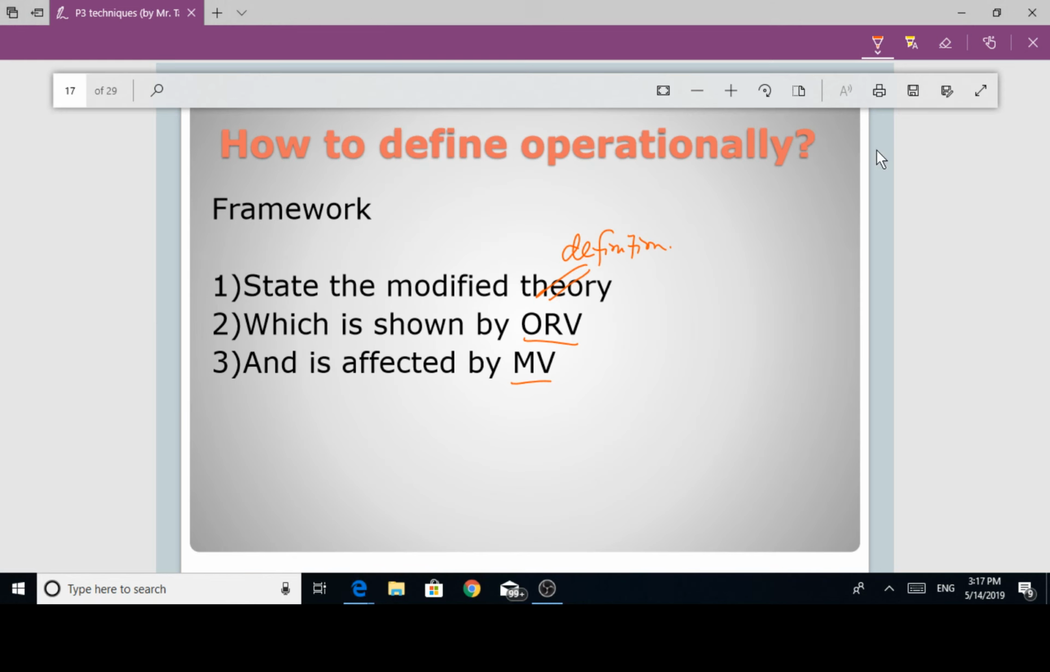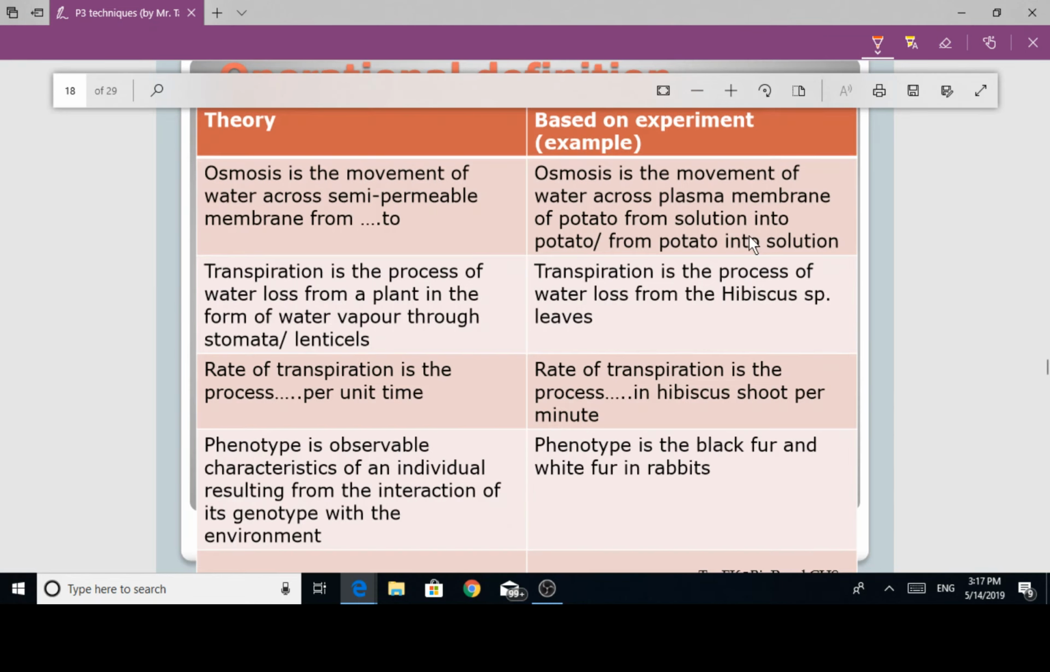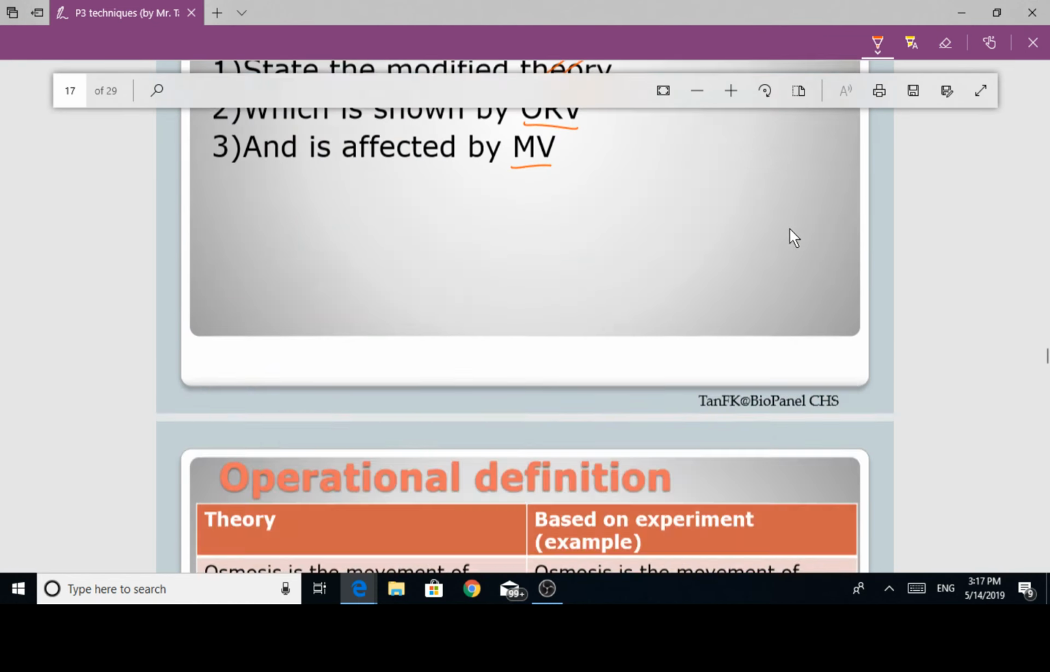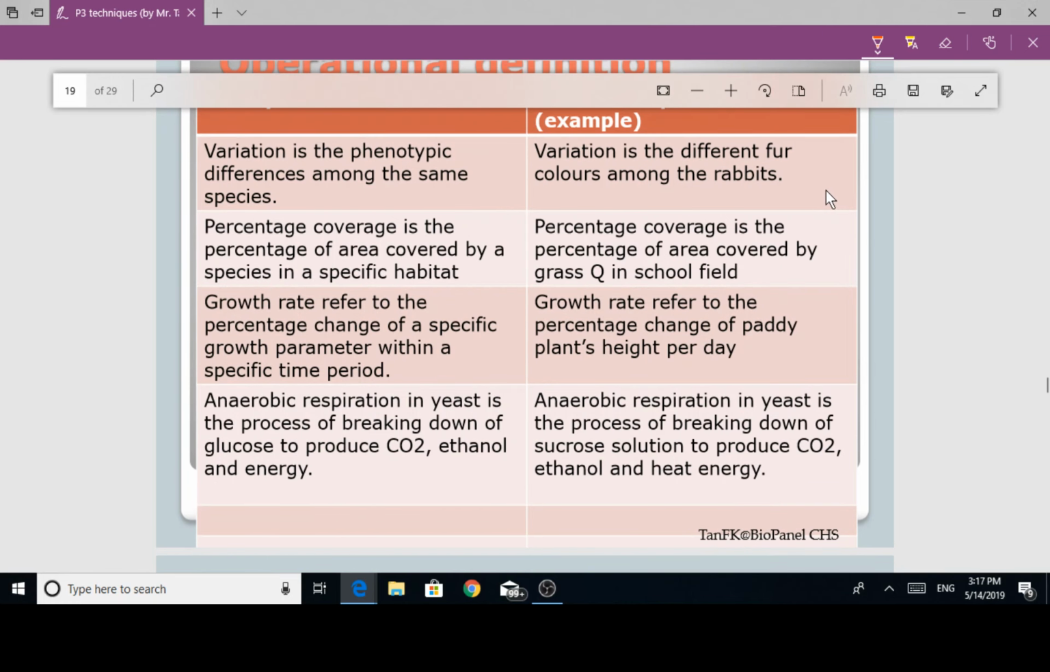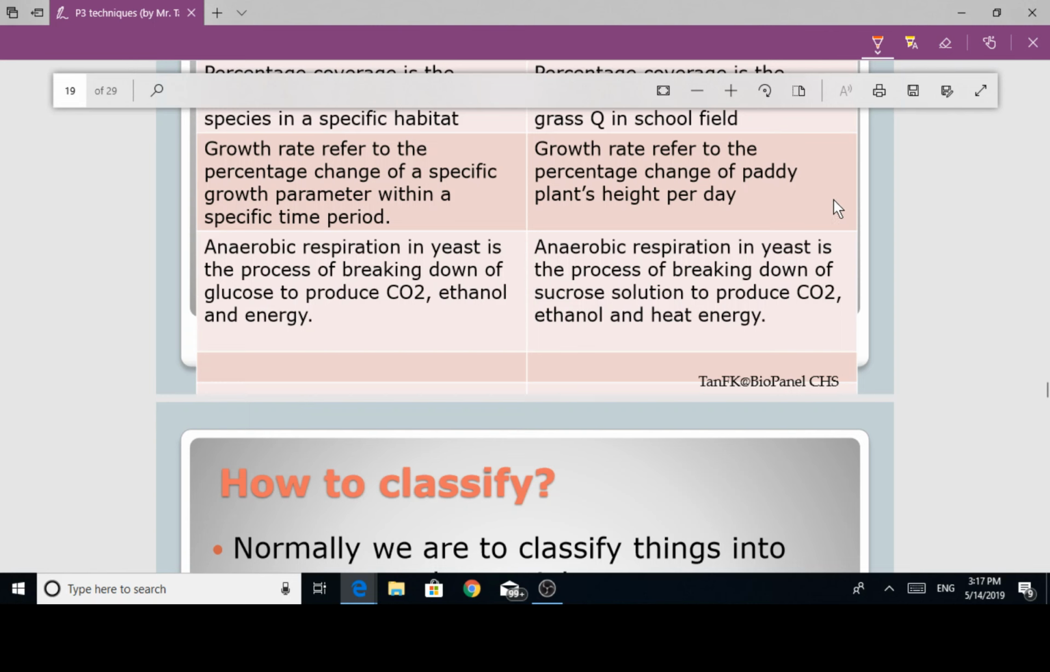All right, so hopefully you'll be able to score well in Paper 3 question number 1. The total marks are 33. There are altogether 11 questions, and each question carries 3 marks.